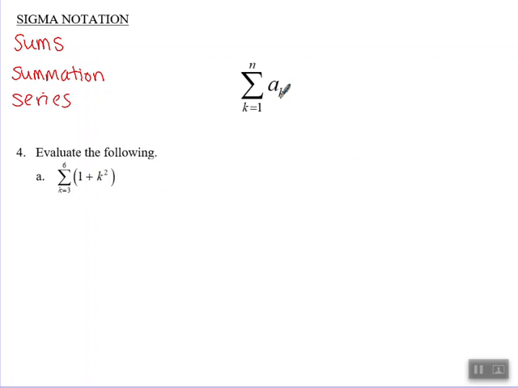So for sigma notation, this a sub k will be an expression. k equals 1 at the bottom of the sigma tells you the first number to plug in for k. Whatever the number is at the top tells you the last number to plug in for k.